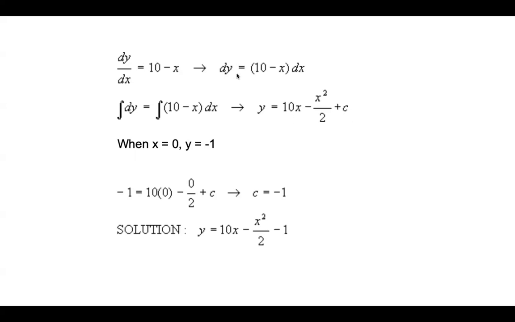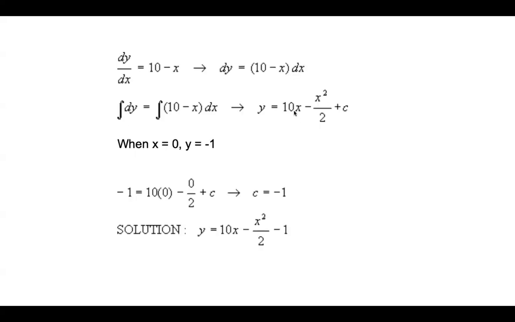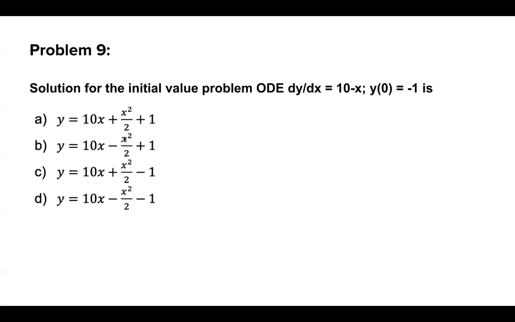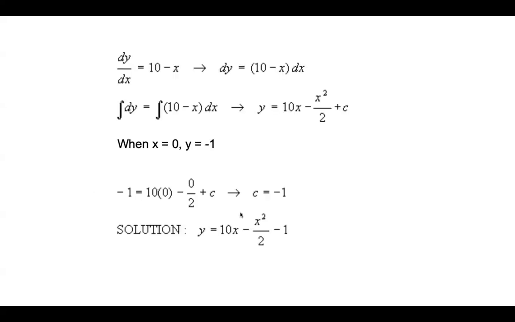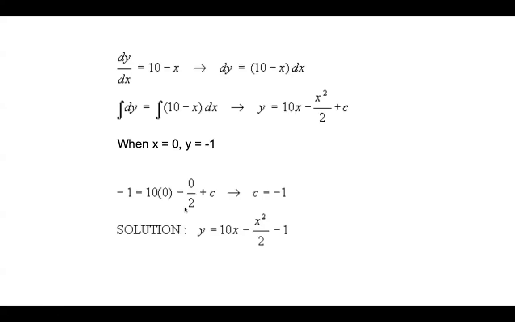Now we are given that when x is equal to 0, y is equal to -1. So just substitute x equal to 0, y equal to -1, which will give you c equal to -1, right? So the final equation will be 10x minus x square by 2 minus 1. So that is option C, right? No, sorry, option D. 10x minus x square by 2 minus 1. Option D is the answer. I hope you got this.